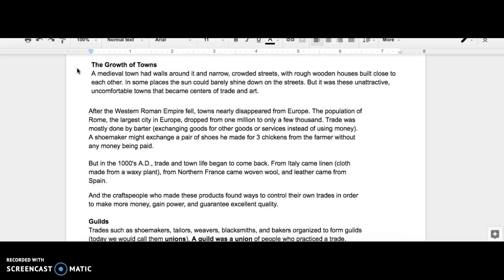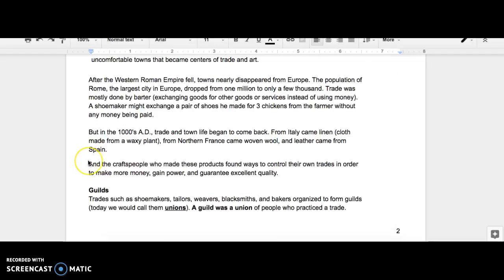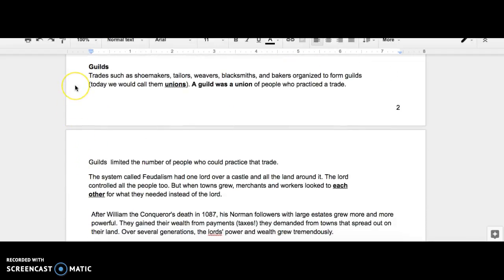From Italy came linen, cloth made from a waxy plant. From northern France came woven wool, and leather came from Spain. And the craftspeople who made these products found ways to control their trades in order to make more money, gain power, and guarantee excellent quality. Guilds.